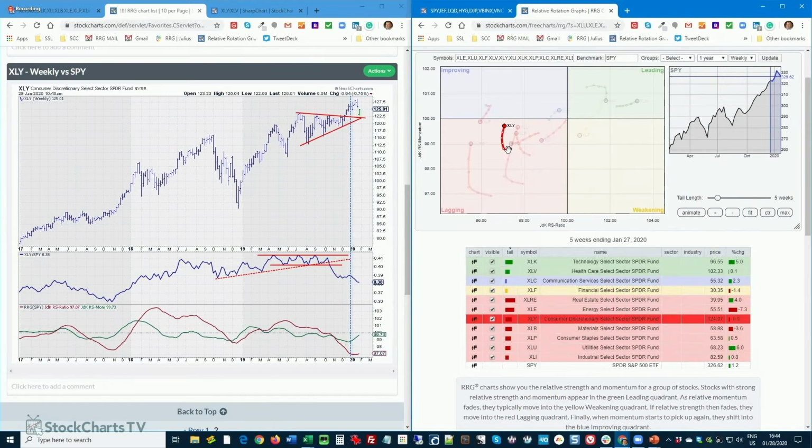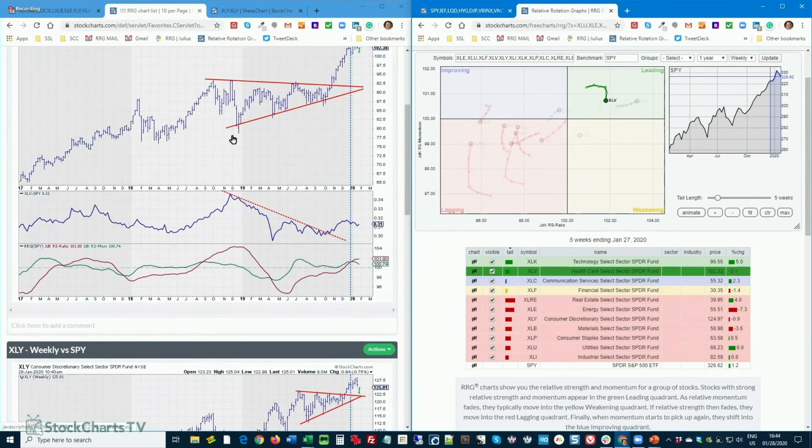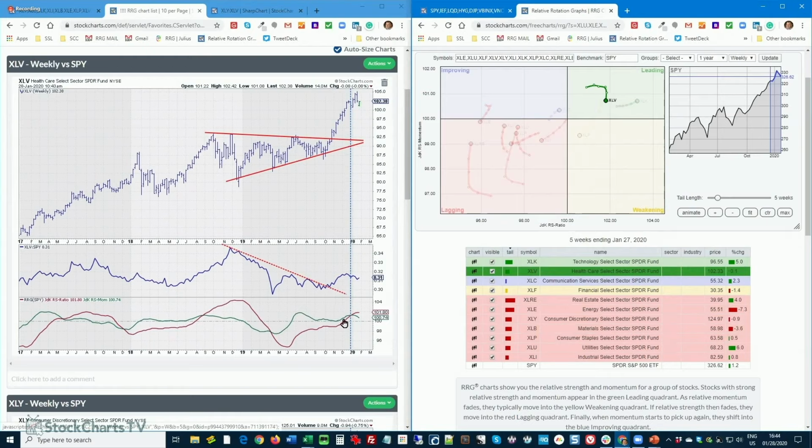So discretionary continuing its rotation. It's not visible here really, but it could be. And the healthcare sector in the opposite direction here, where we see relative strength rolling over and RRG lines curling down, in combination with quite a bit of downside towards the former resistance, now support area.